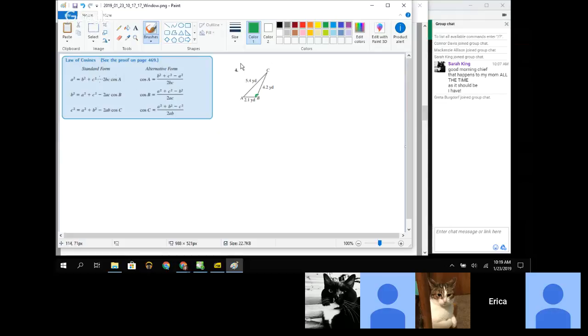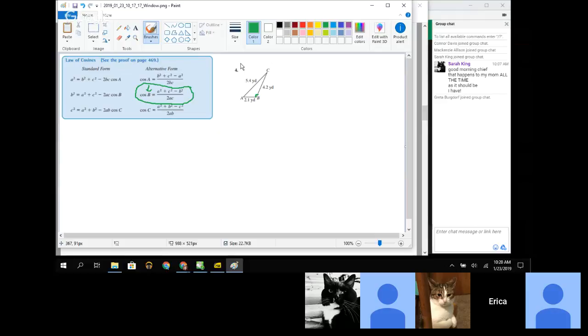So I need to look at this. Do I want my formula to be in the standard form or the alternative form? I actually want my formula to be in the alternative form because I want to solve for angle B. If I can get the cosine of angle B equals some number, then I can figure out what that is. So I'm going to use this formula, the alternative form, because I want to know what B is.